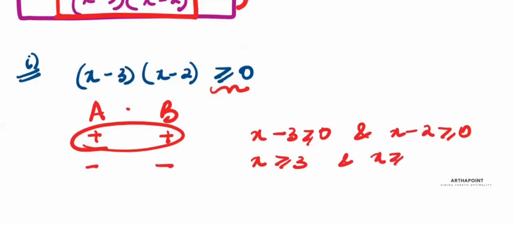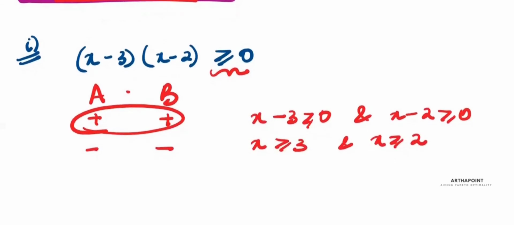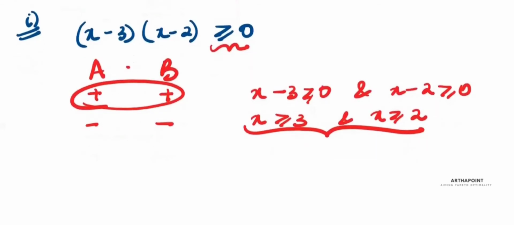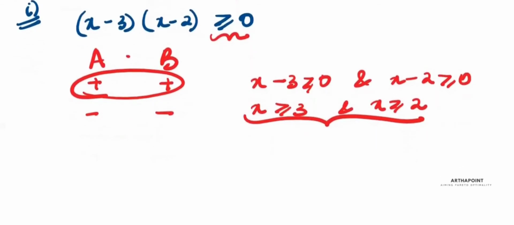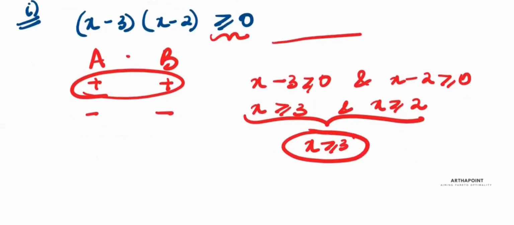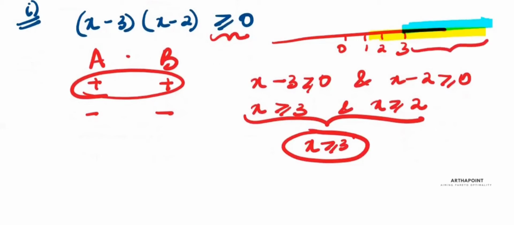This means x has to be greater than or equal to 2. Both of them can be simultaneously satisfied only when x is greater than or equal to 3. Because if I look at the number line 0, 1, 2, 3, this says x has to be greater than or equal to 2. The other tells me x has to be greater than or equal to 3. So this is the common area. So I get this as the answer.